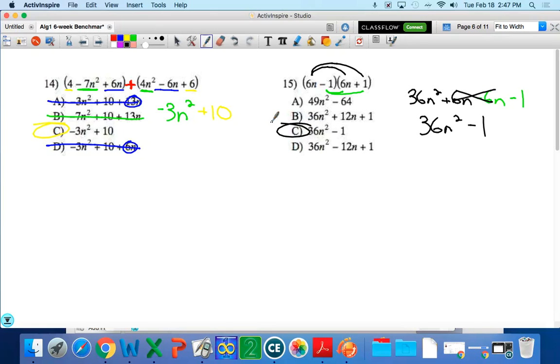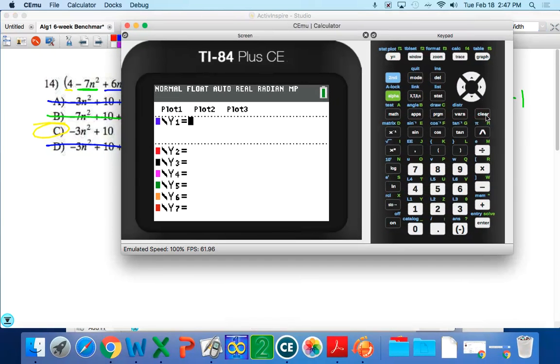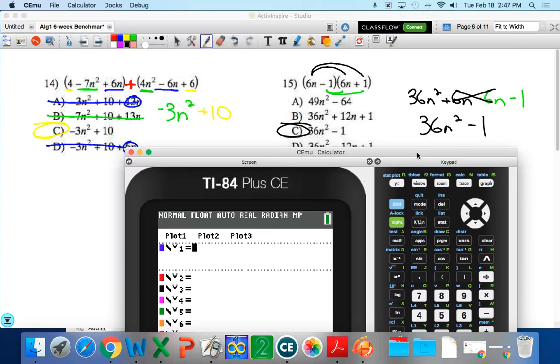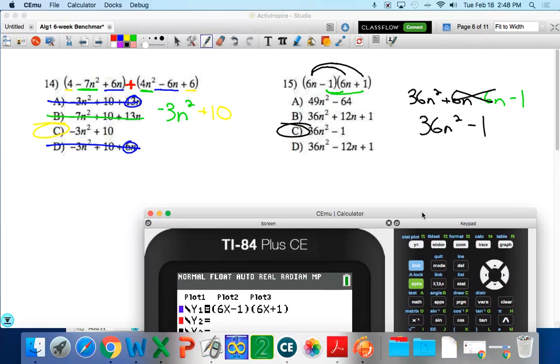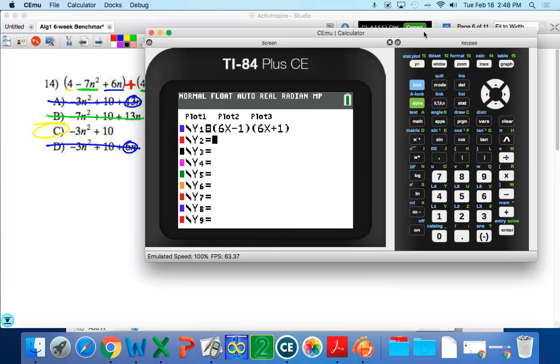These you can graph and check them. But what you're looking for is for the graph to line completely on top of itself, okay? What do I mean by that? Well, let's do it with this last one. It was probably the hardest, most confusing one, so let's just check it. It was 6n minus 1 and 6n plus 1. We don't have an n, we're going to use an x. 6x minus 1 times 6x plus 1. And then we believe that this is going to be the same exact value as 36x squared minus 1.